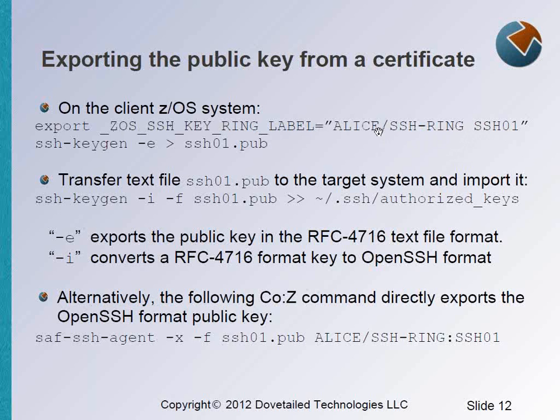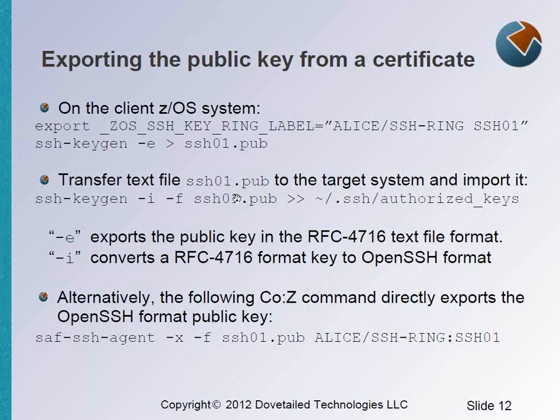So the user ID, if it's not the current one, the name of the key ring, space, and then the label name of the certificate. You set that environment variable, you can export it to a file, right? Now this file is not that OpenSSH single line format public key that we've seen before. It's a multi-line format. It's in a standard format called RFC 4716, a standard format for exporting public keys.